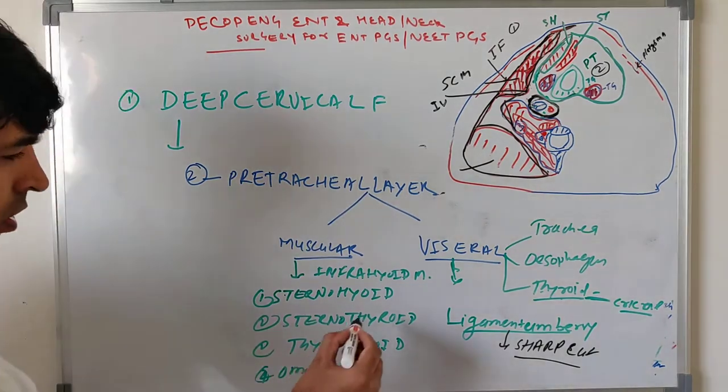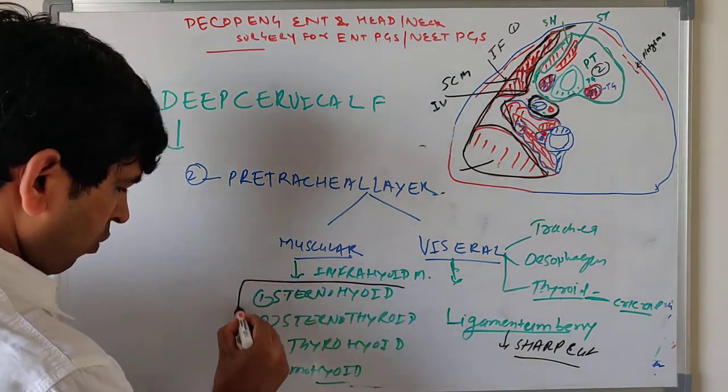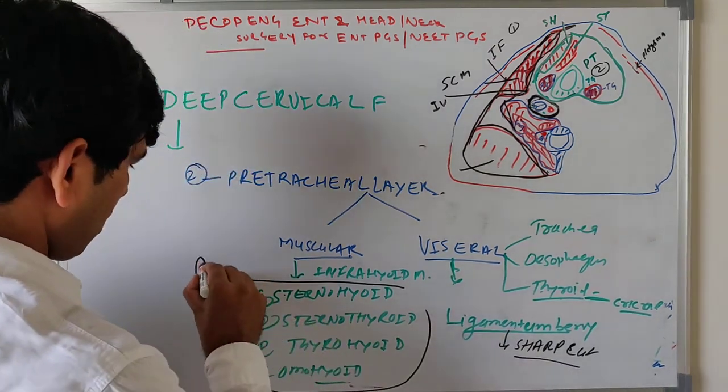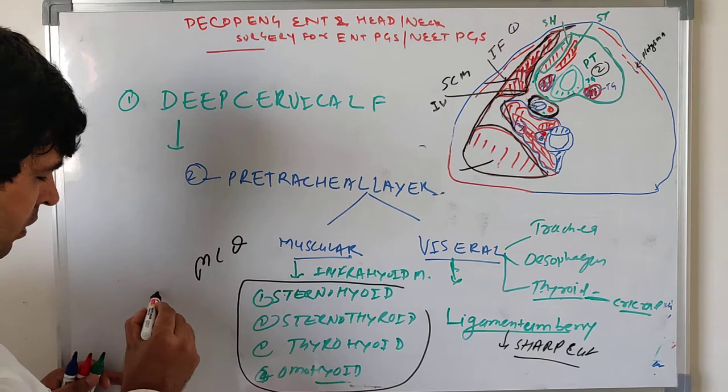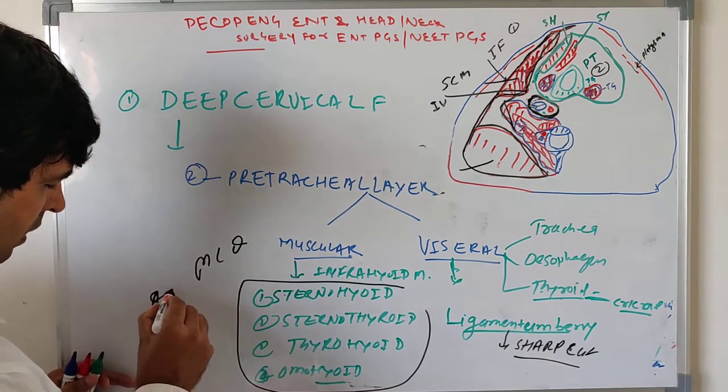The most important point here, a common MCQ: all infrahyoid muscles are supplied by the ansa cervicalis.